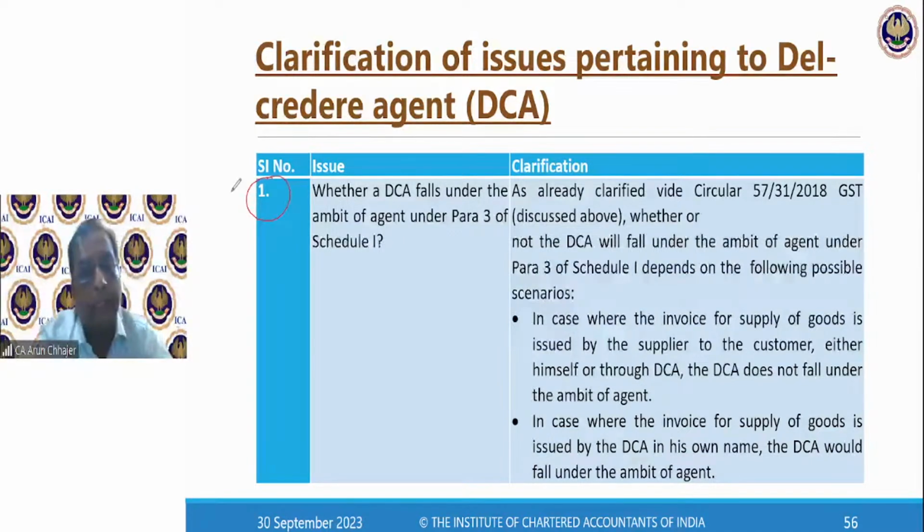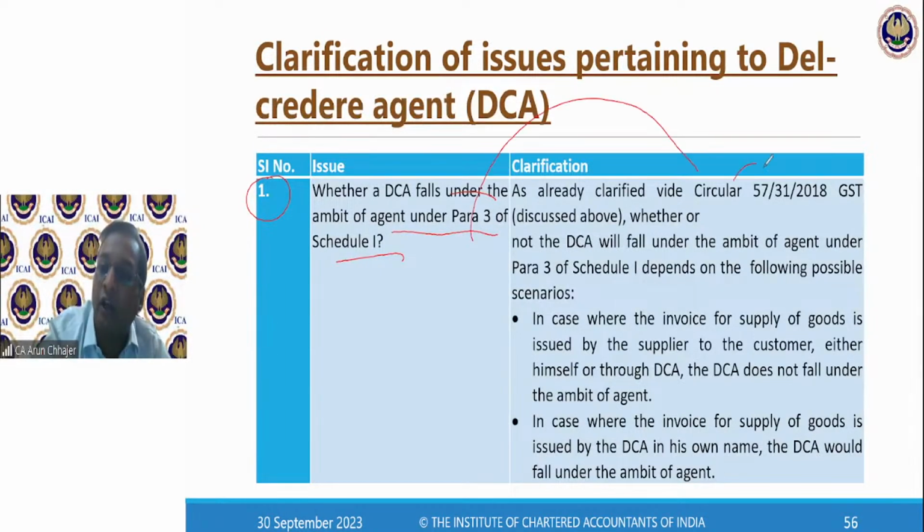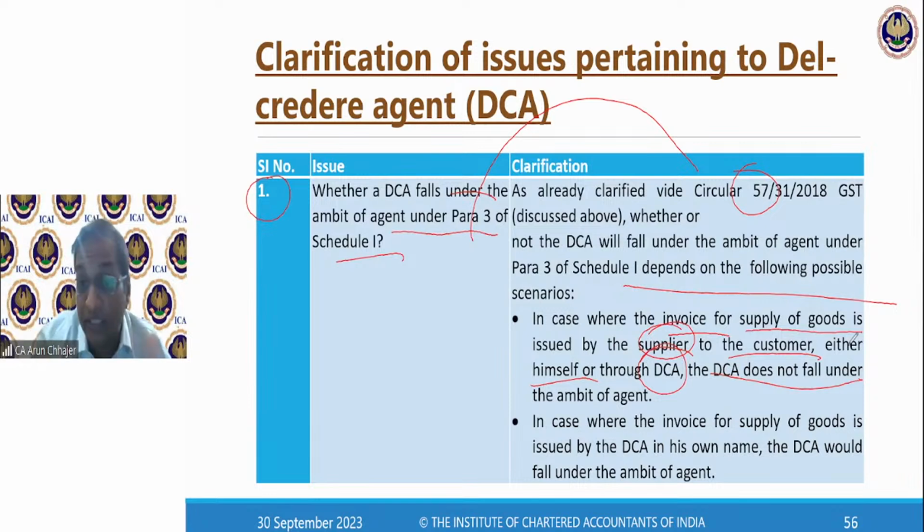Point number 1. This del credere agent will fall under the ambit of the agent under Para 3 of Schedule 1. So this circular has given the cross reference of the earlier Circular 57. It says that it will depend upon the situation, that is, who is raising the invoice. In case where the invoice for supply of the goods is being raised by the supplier to the customer either himself or through the DCA, then the DCA does not fall under the ambit of the agent, because in this case the invoice is in the name of the supplier.